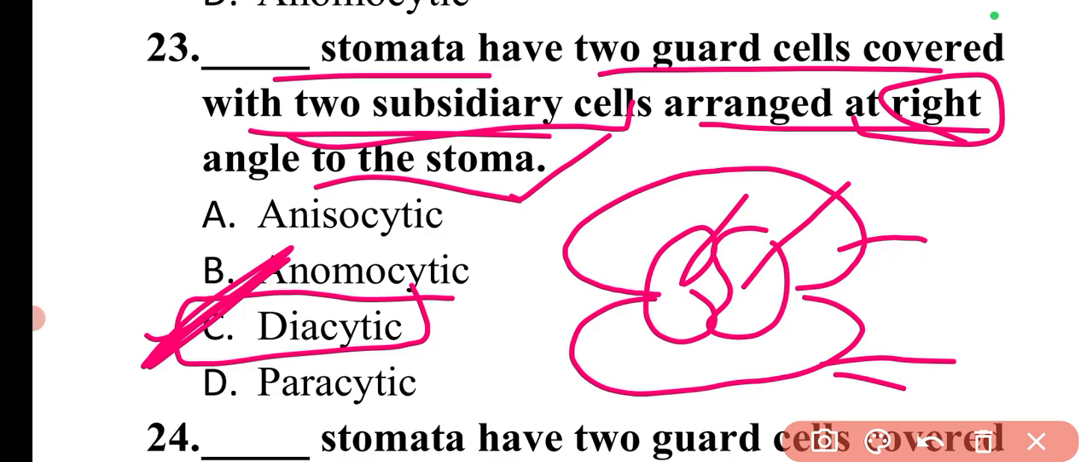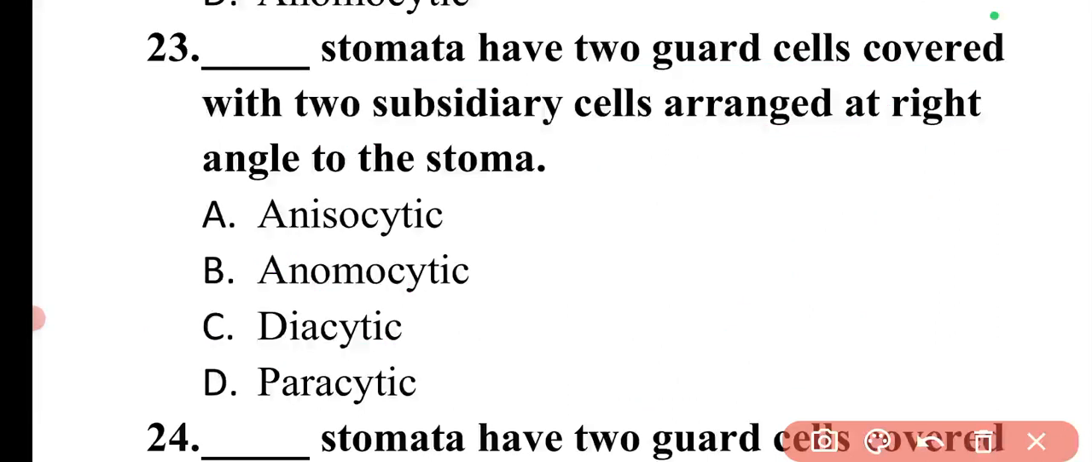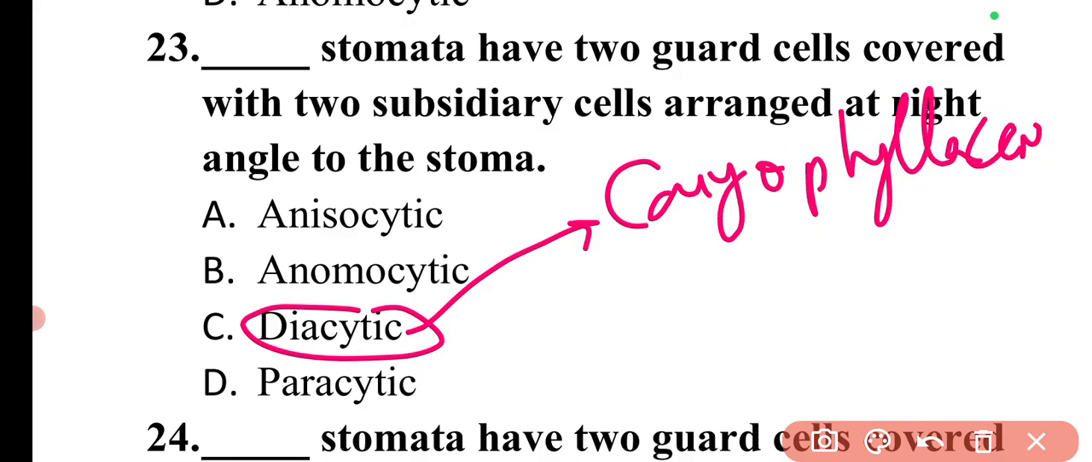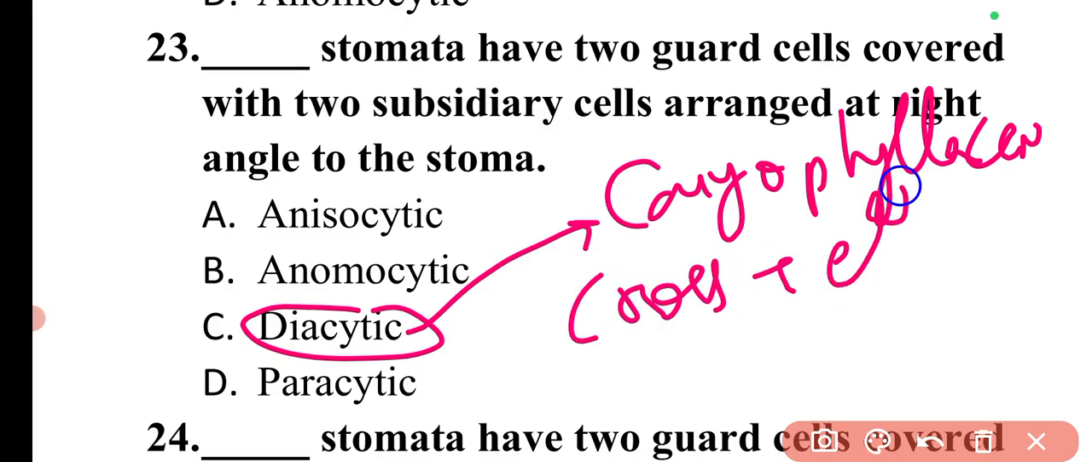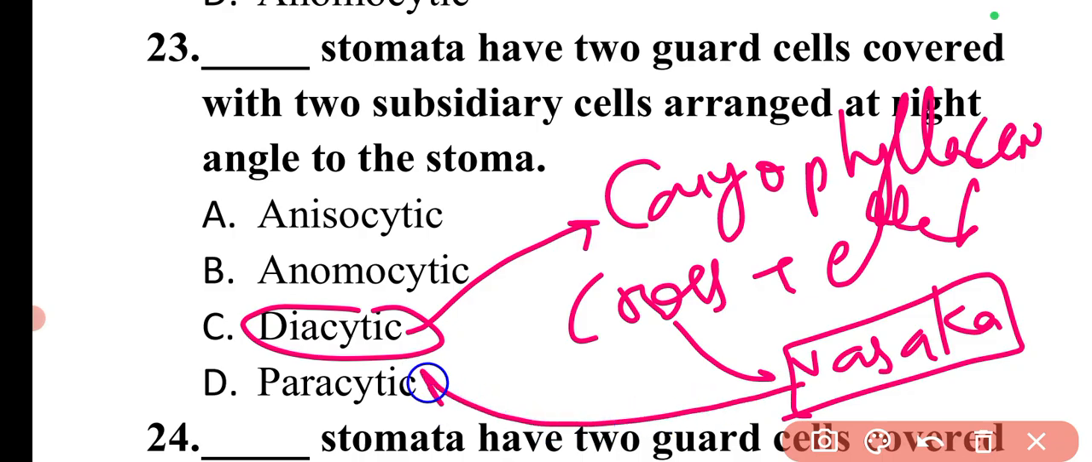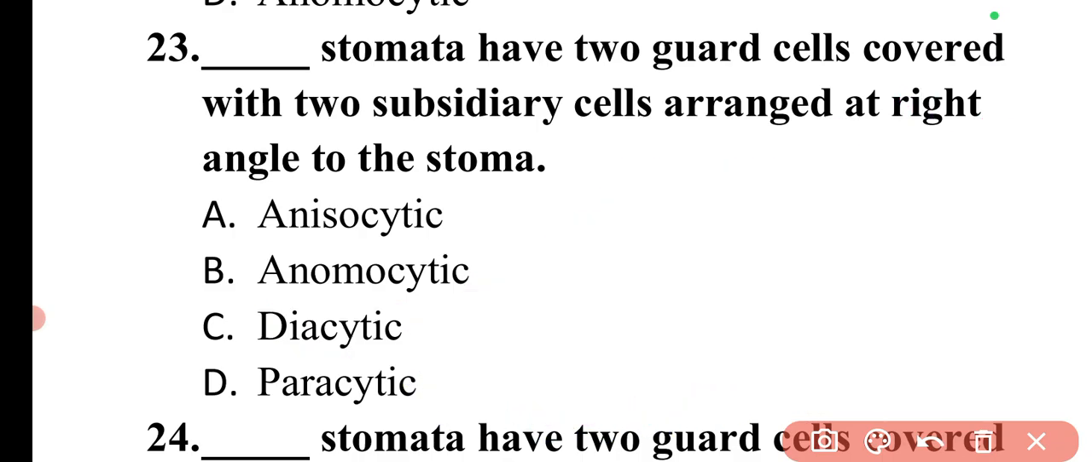And in this there are other names also. So diacytic stomata is also known as caryophyllaceous stomata, or cross-celled stomata. And here the very important example is Vesaka. Vesaka has diacytic stomata. So for paracytic stomata, we missed the example.